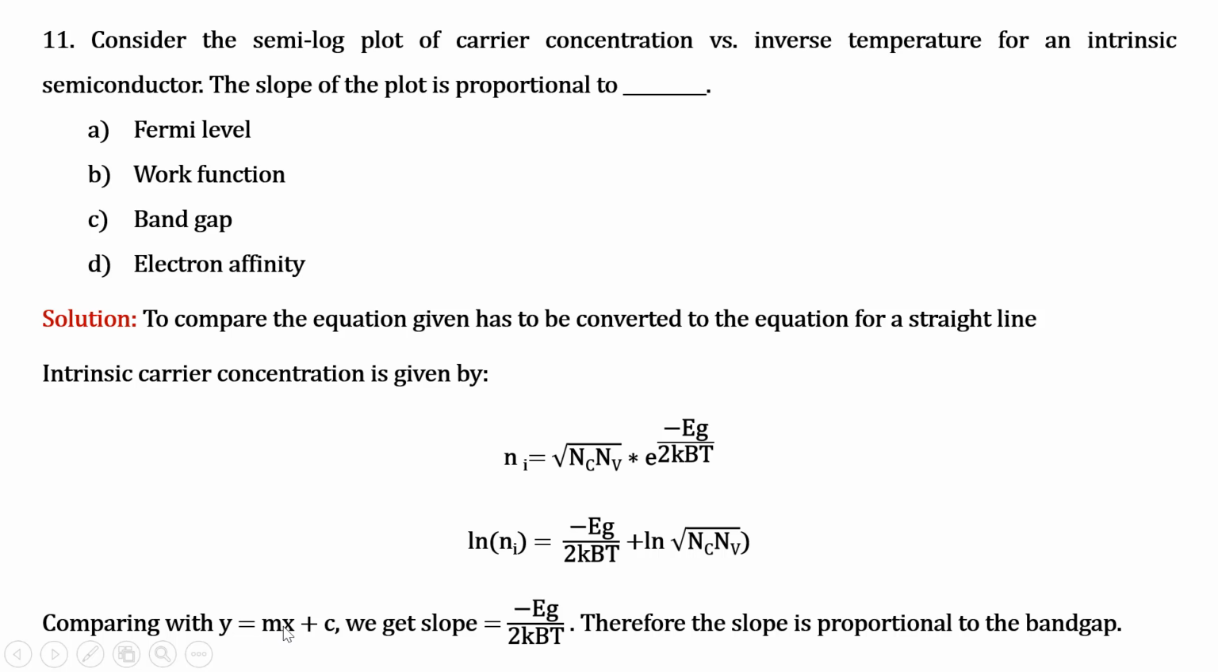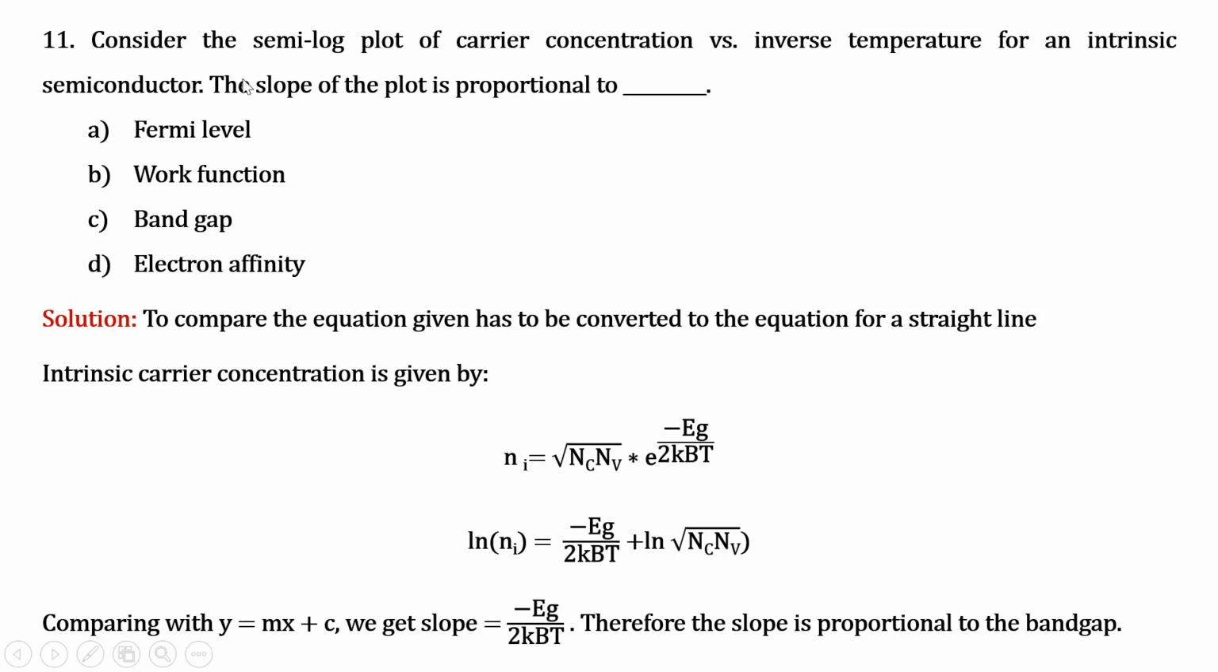Therefore, comparing with y is equal to mx plus c, m is equal to minus Eg by 2 times Kb. Here 1 by T is our x-axis, and 2 times Kb is a constant. So the slope is proportional to minus Eg. Therefore, slope is proportional to the band gap. If it was something like EF, it would have been the Fermi level. It is not the Fermi level here, but instead it is the band gap Eg.